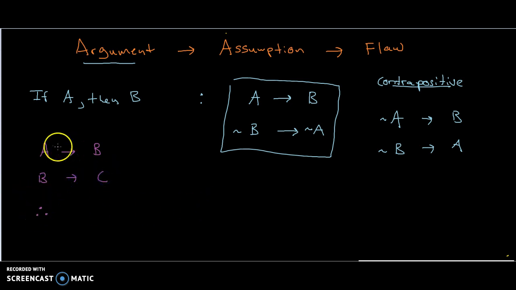My conclusion would be: is there some way I can put these two things together and derive a shorter, more concise chain of reasoning? And yes, we could. If I start with A, that leads to B, and if I have B, that leads to C, so I could say A is going to get me to C. All right?